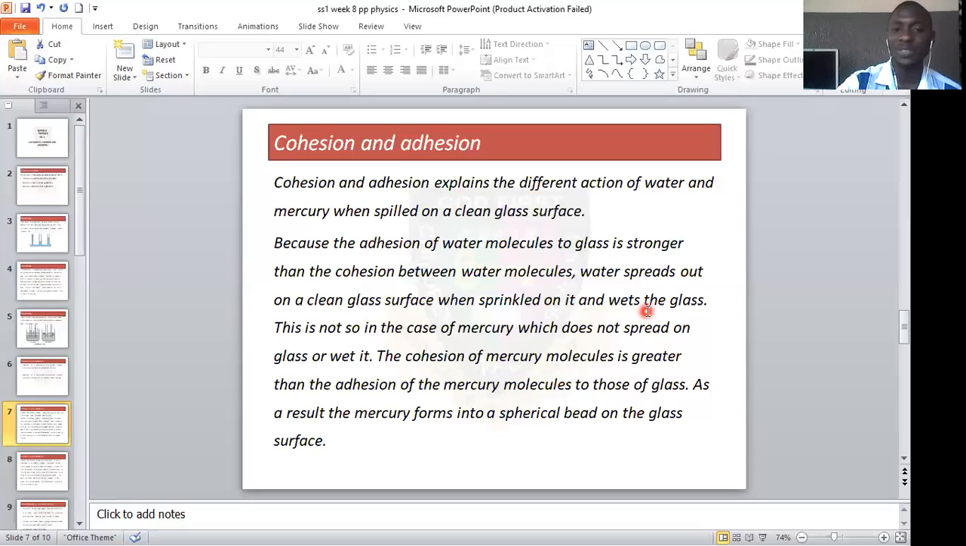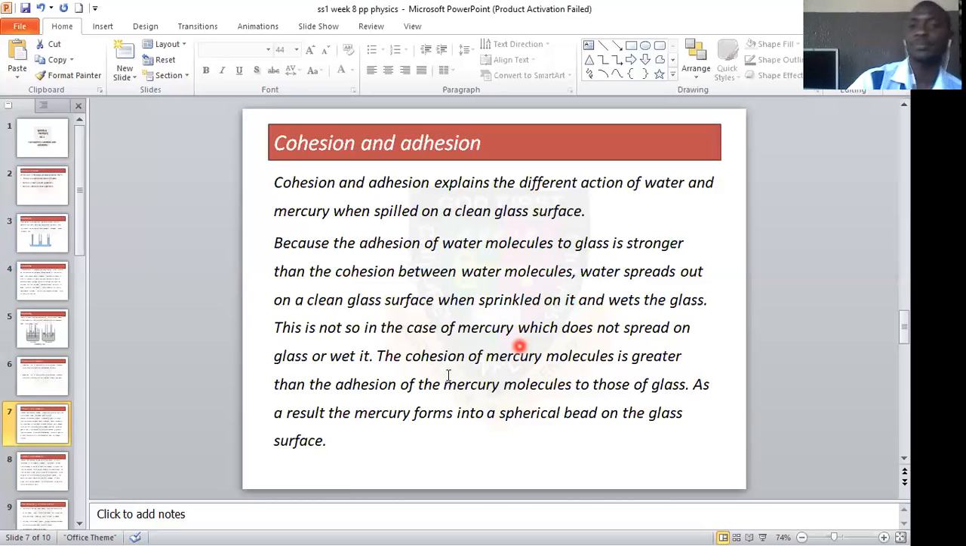That is not the case of mercury, which does not spread or wet glass. The cohesive force of mercury, the force of attraction between mercury molecules, is stronger than the force of attraction between the mercury and the glass. So it creeps down the glass. It doesn't wet glass. It's always together. The mercury falls the same way it's sprinkled on the glass.